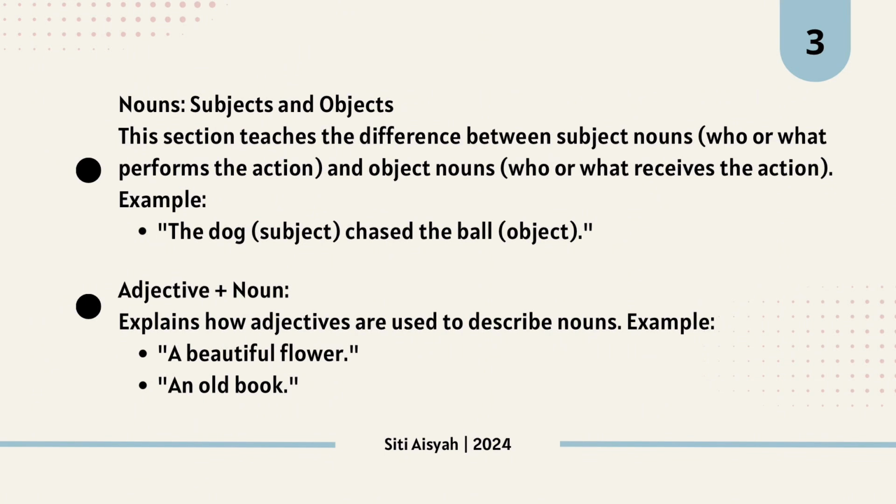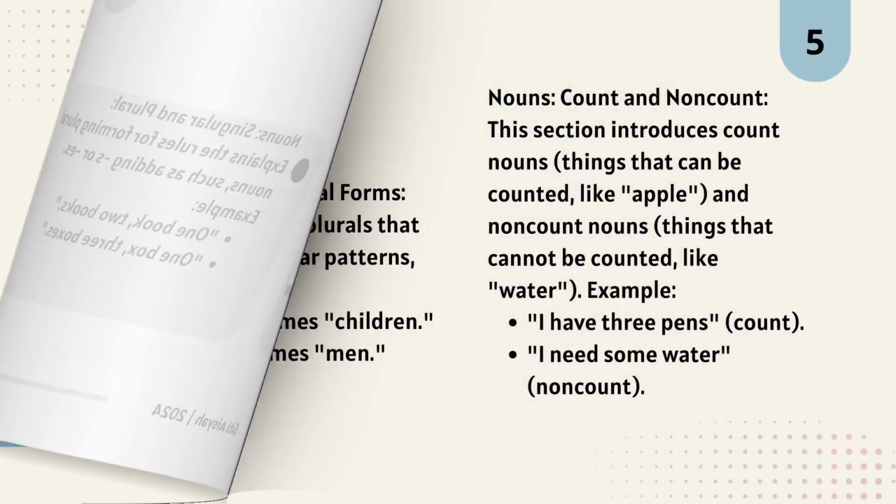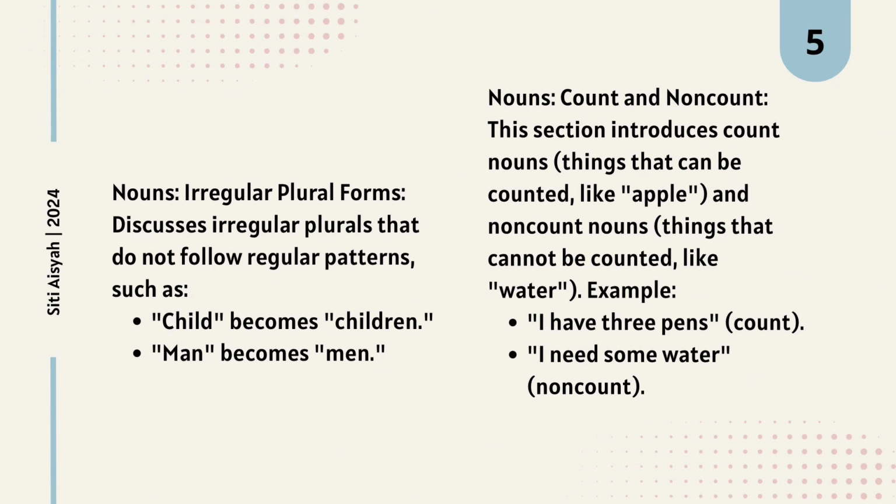Next, adjective plus noun. For example, a beautiful flower and an old book. Explains how adjectives are used to describe nouns. Okay, this page explains subject pronouns and object pronouns, and nouns, singular and plural. And this page explains nouns, irregular plural forms, and nouns, count and non-count.